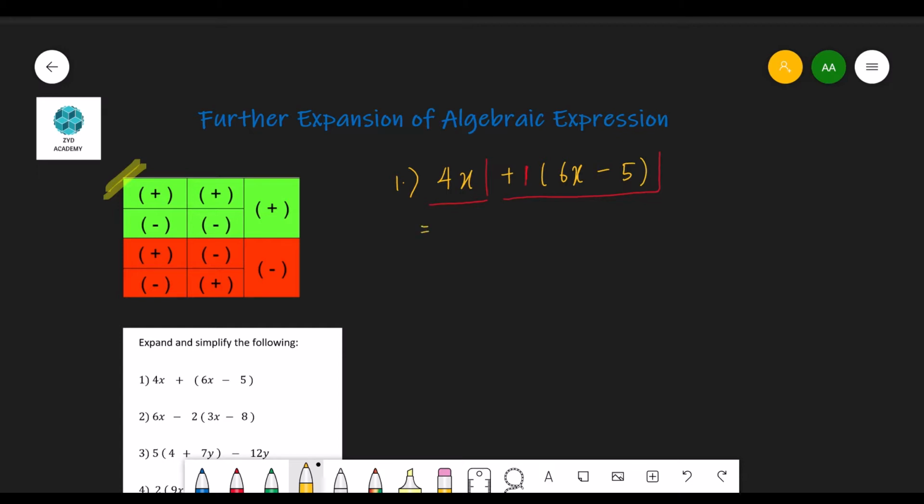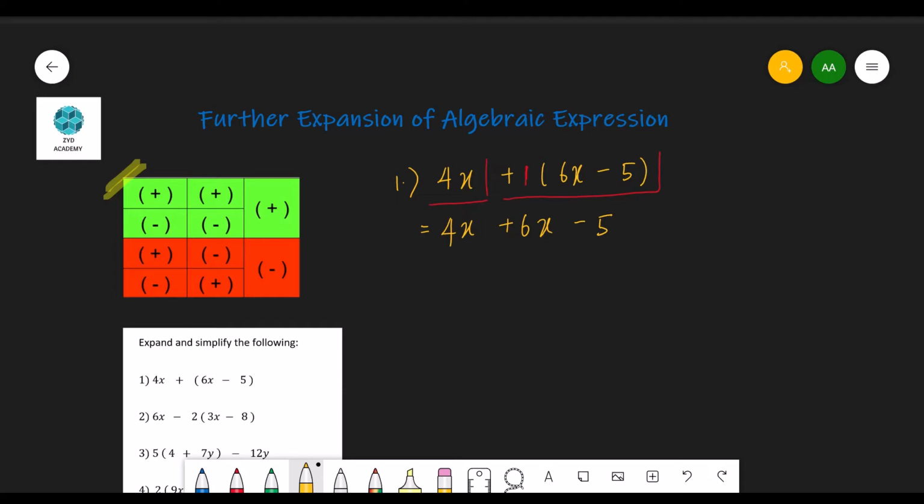When we proceed, 4x will remain as 4x. There's nothing that we should do with this. Now we do the expansion for 1 multiplied by 6x and 1 multiplied by minus 5. Positive 1 multiplied by 6x: positive and positive is a positive, so I put a positive. 1 times 6 is 6, followed by x here. Next one is positive multiplied by negative, I get a negative. 1 times 5 is 5. So I've opened up my brackets, and this is what I get.